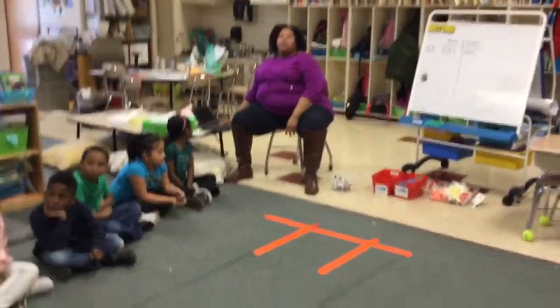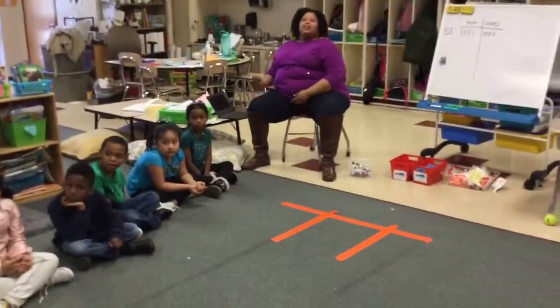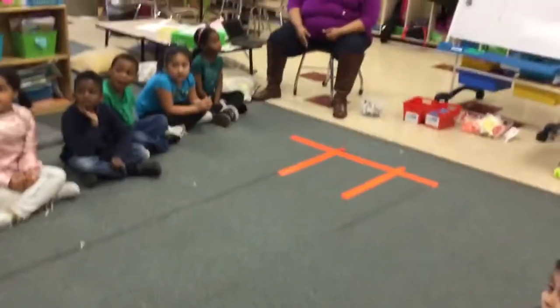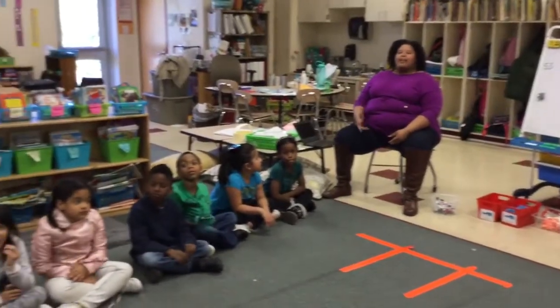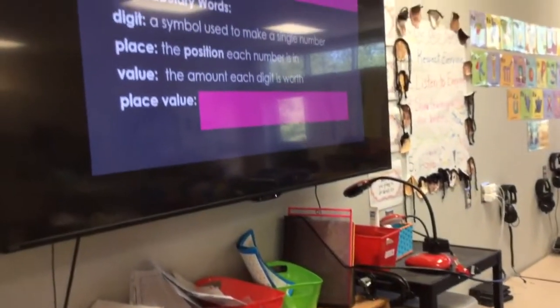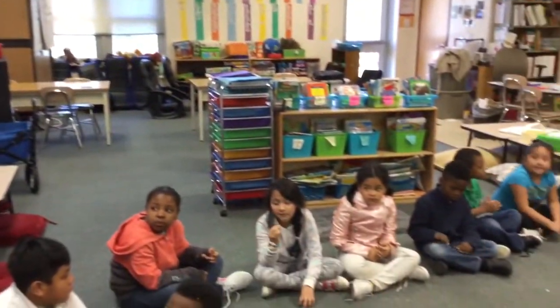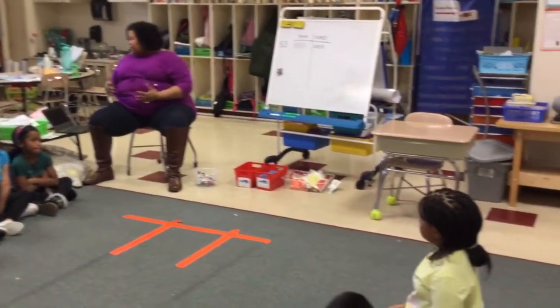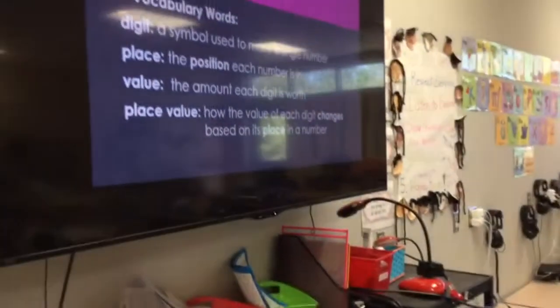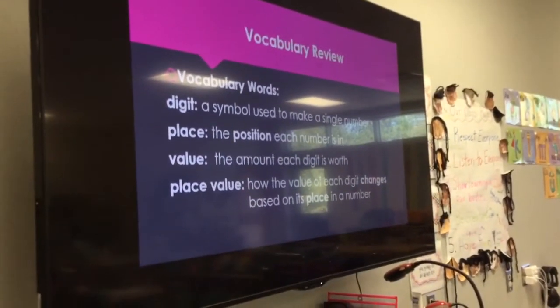All right. And what about value? The amount each digit is worth. We're going to talk about that in just a second. But when a digit moves to a new place, it's worth something different. And when you understand that the value of each digit changes based on its place, then you start to understand place value. So we're going to play a little game called place value hats.